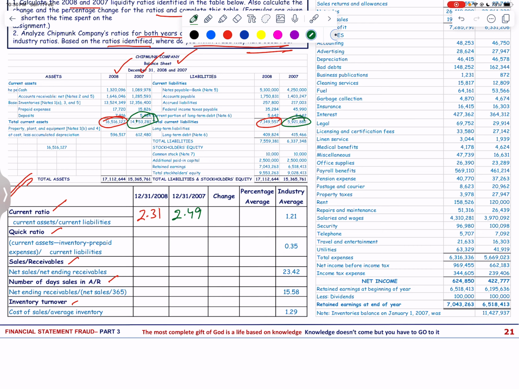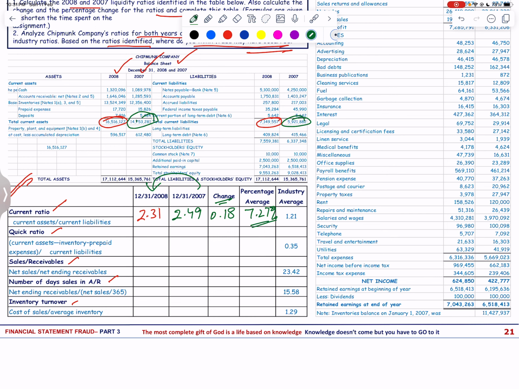it will be current assets divided by current liabilities, that is 2.49. So the change is obviously a decrease from 2007 to 2008 by 0.18. So the percentage change, a decrease of 0.18 over 2.49, will be 7.27%.